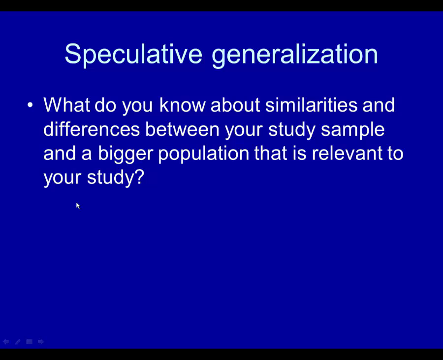Here's an example. What do you know about similarities and differences between your study sample and a bigger population that's relevant to your study? Do you know, for example, that persons in that population you're trying to generalize to are similar in age, in gender, in race, in severity of problem, and other kinds of things that might make your sample different or similar to that other group?